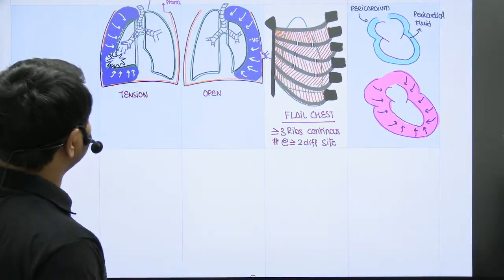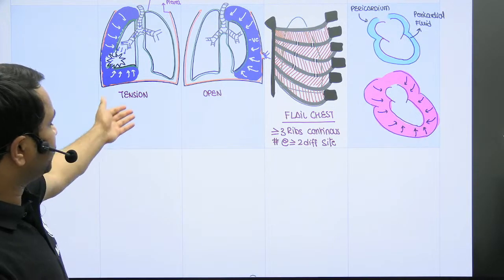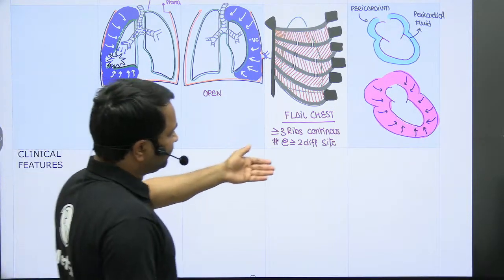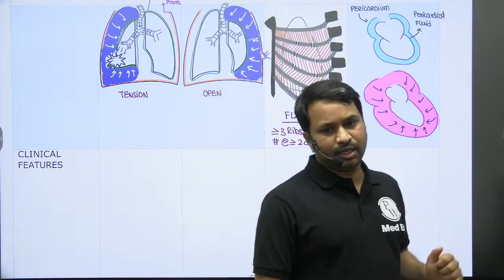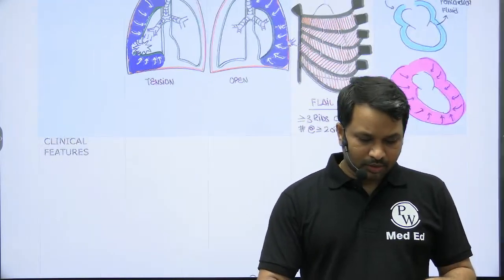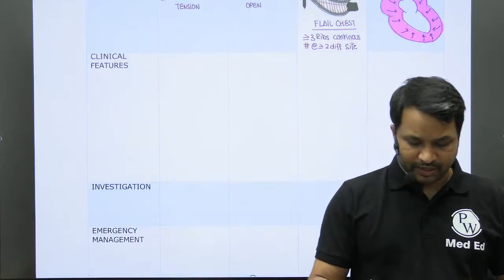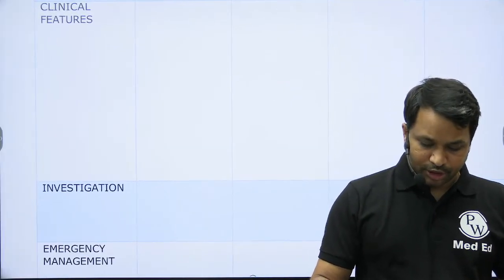So you have all the 4 major disorders in the thoracic injuries. You have the tension pneumothorax, you have the open pneumothorax, you have the flail chest, and you have the pericardial tamponade. Clear? Now let's look at how they are going to present to us clinically. So let's talk about the clinical features of each one of them, starting with the tension pneumothorax.